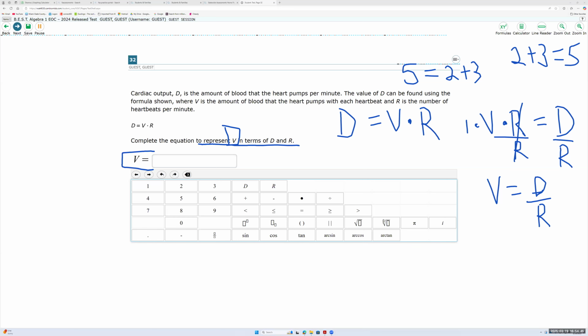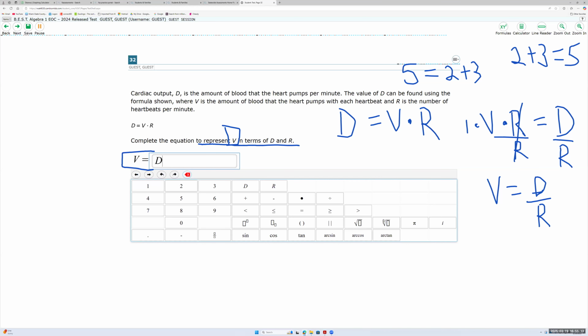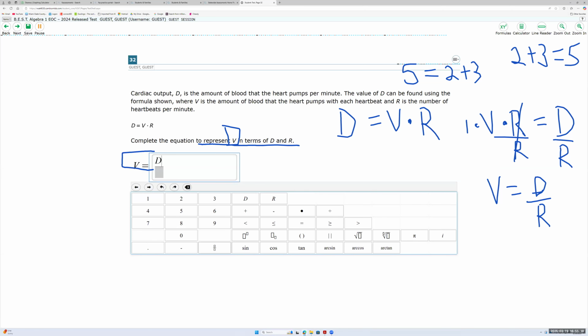So here, let me see if I can go ahead and V is equal to D right here over, do I have a fraction or do I have a fraction? Yeah, so let me go back. This is good that I'm doing this because now I don't know how to backspace, maybe there, maybe here. Okay, fraction first. So V is equal to D over R.